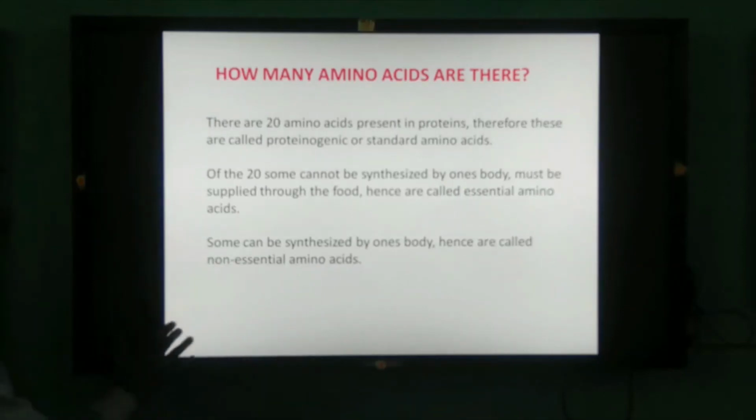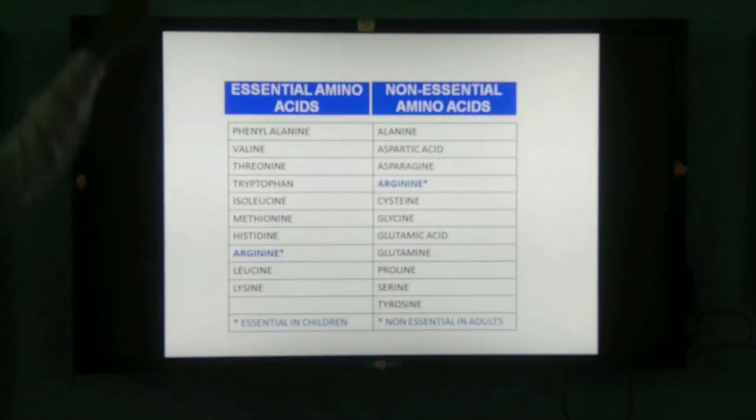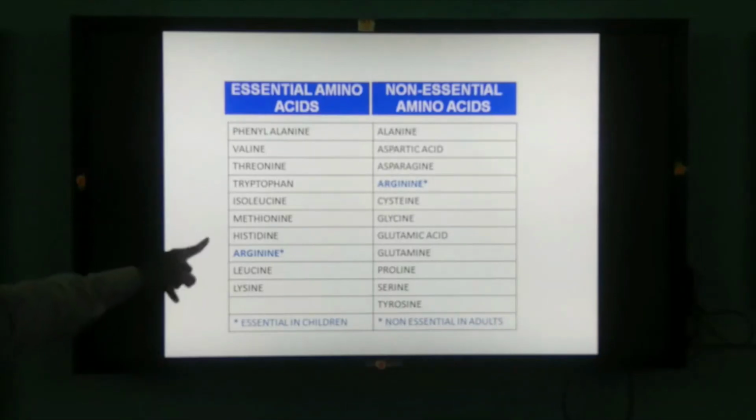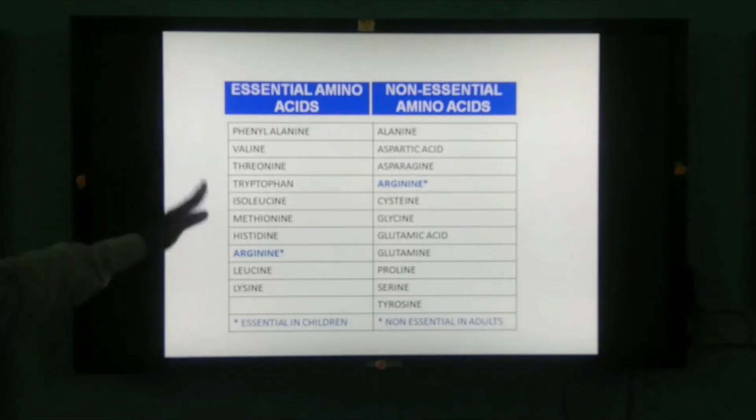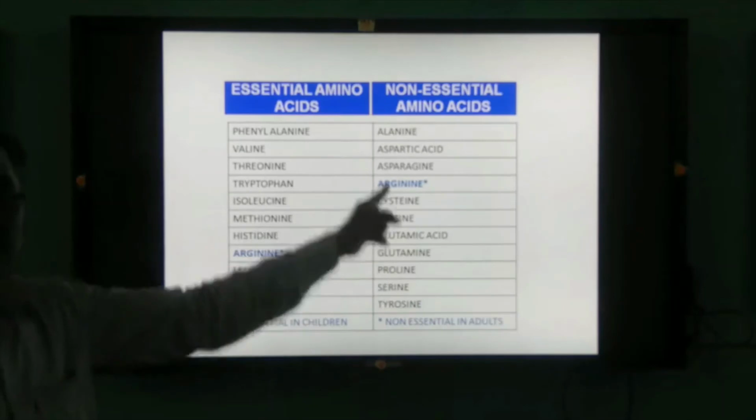Of course, this is a list of essential and non-essential amino acids. Phenylalanine, valine, threonine, tryptophan, isoleucine, methionine. These come under essential amino acids, which are not prepared in the body. These are non-essential amino acids, which are synthesized in the body.